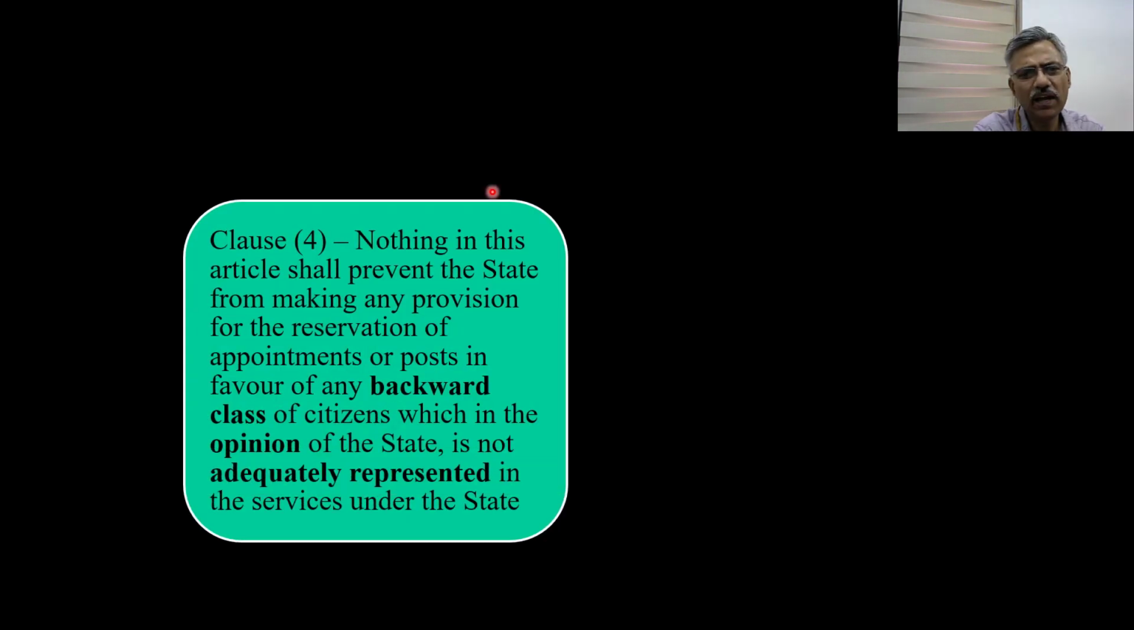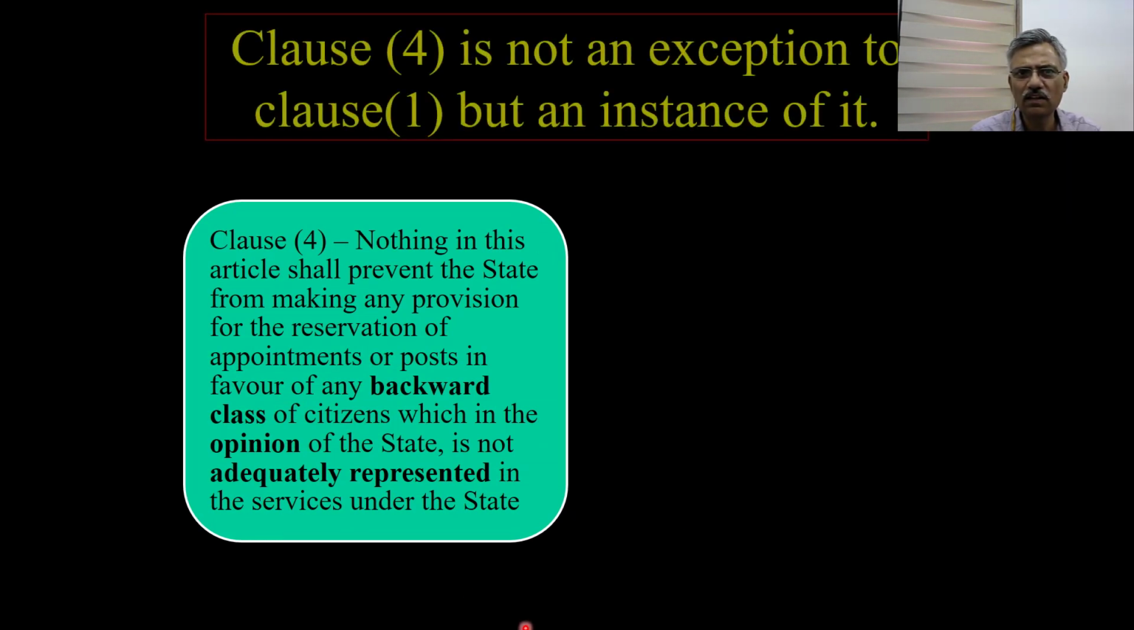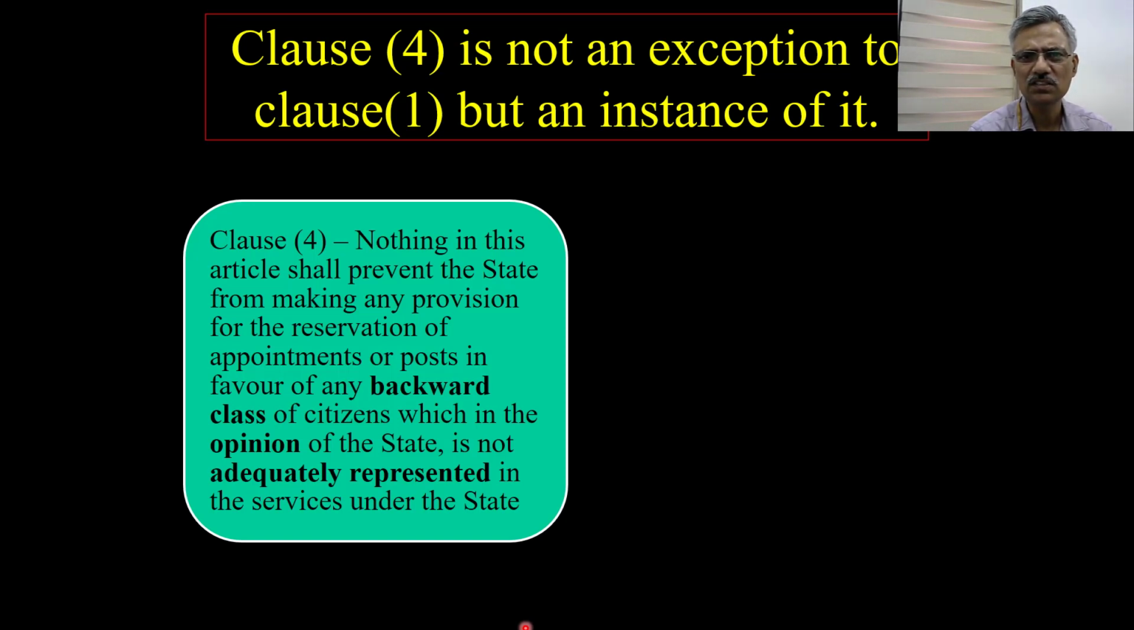Now let us come back and try to recap clause 4. As I was telling you, in Indra Sawhney the Court held that clause 4 is not an exception to clause 1. Clause 1 says there shall be equality of opportunity. So it said clause 4 is an instance of clause 1, because clause 1 itself, according to article 14 that we have discussed, although it talks about equal opportunity, means equal opportunity amongst equals. So reasonable classification was allowed, and therefore it said clause 4 is not an exception but an example, an instance of clause 1.